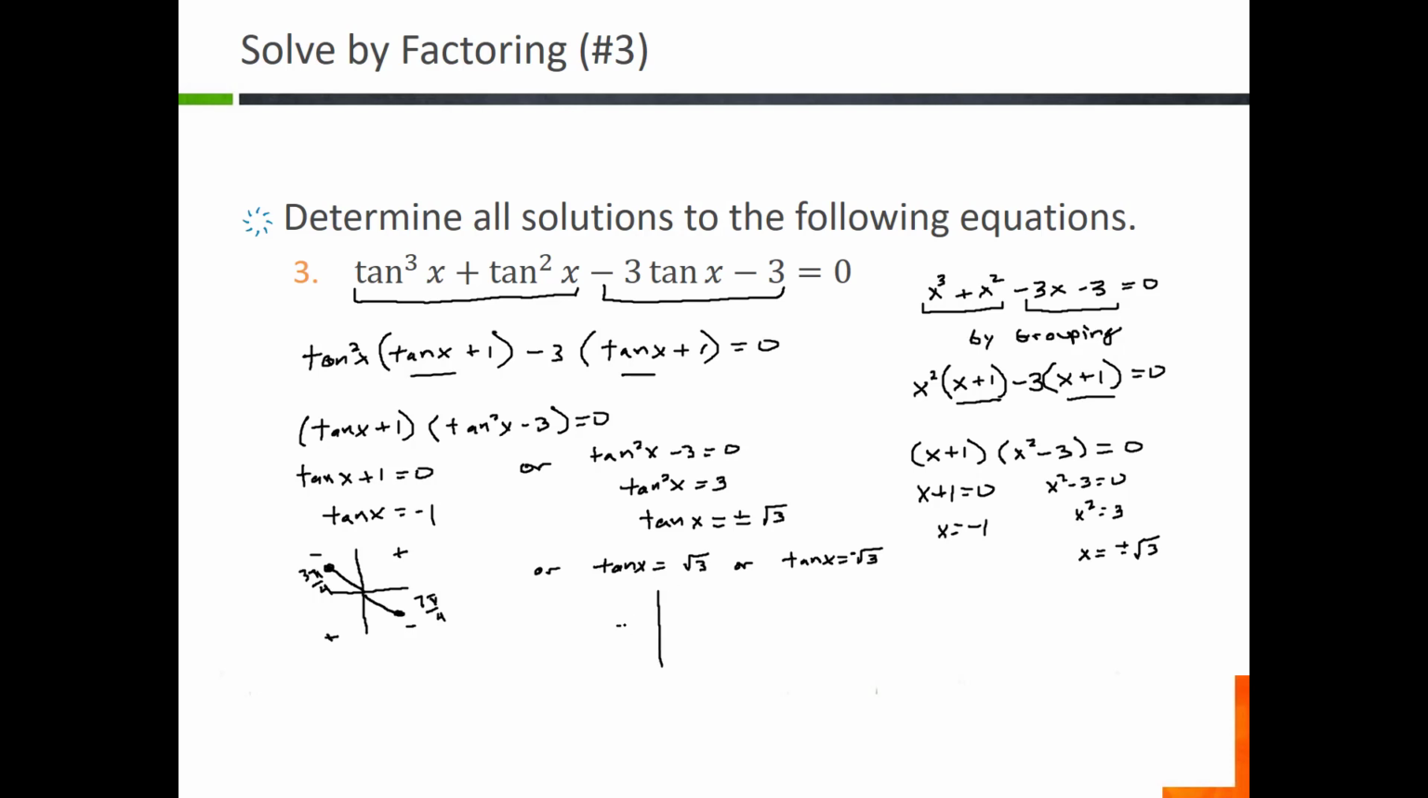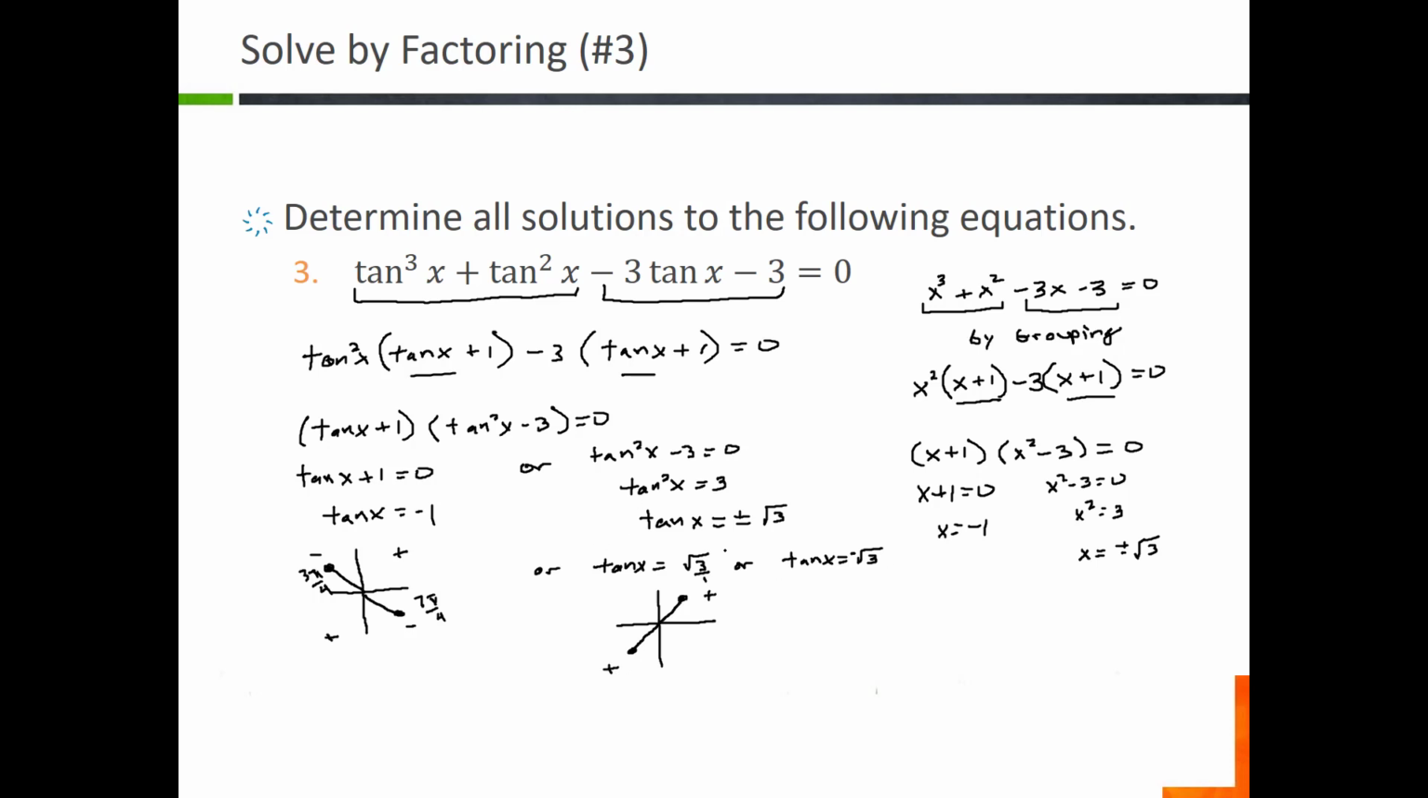Again, let's draw our unit circle here. Think of square root of 3 as square root of 3 over 1. It's positive, so that's going to be somewhere in the first quadrant, but it's also positive in the third quadrant, sorry, so first and third.